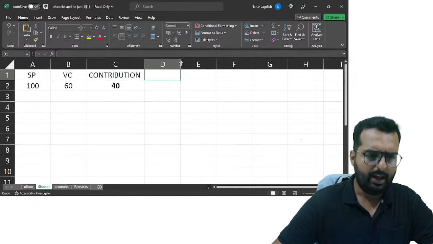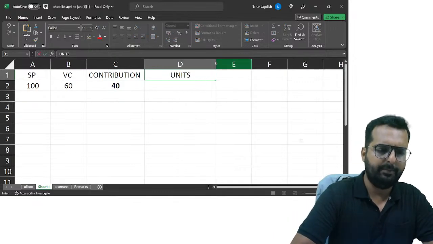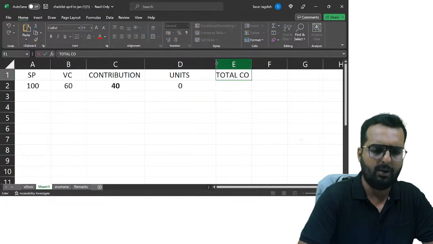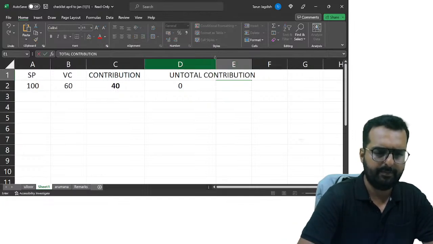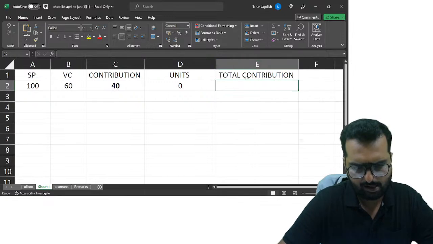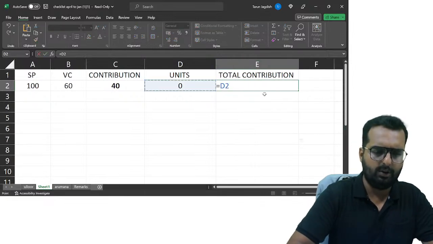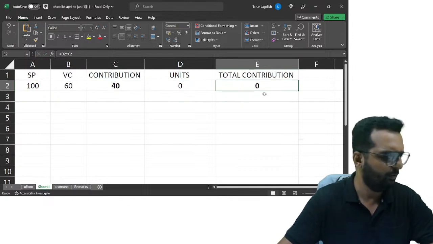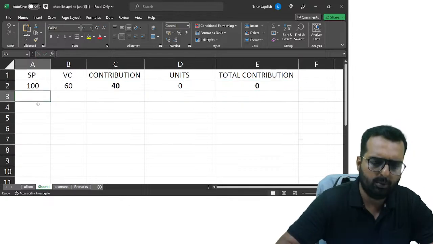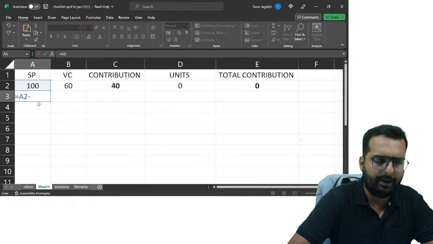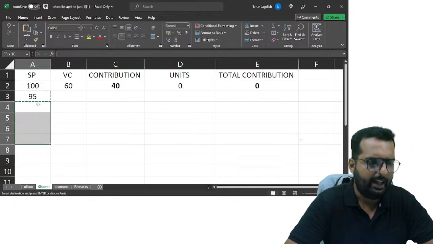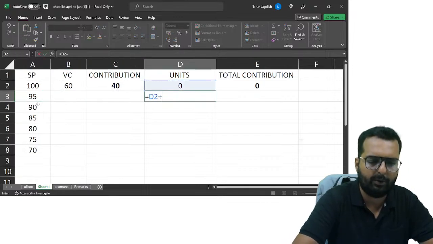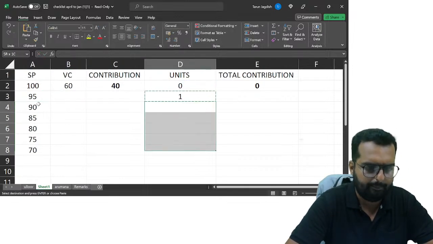Now, as I told you, at this point the units that you will sell will be 0. And what will be your total contribution? Will that turn out to be 0 units into 40 rupees, so you get the answer as 0 rupees over here? Correct. Now I will reduce the selling price by 5. Every time I reduce the selling price by 5, automatically my units are going to go up by 1. Correct?